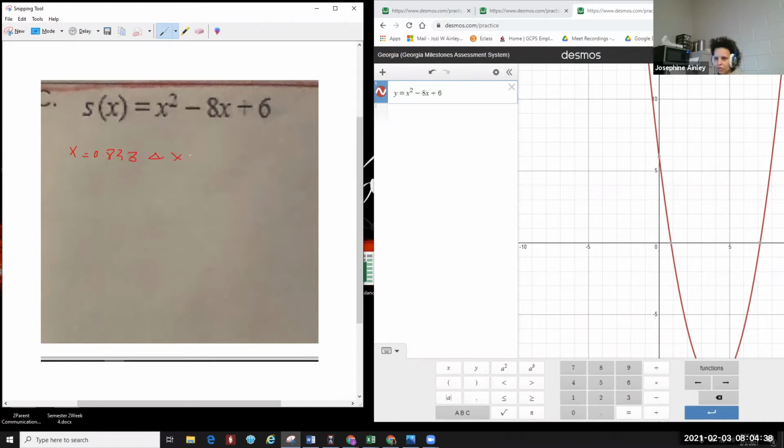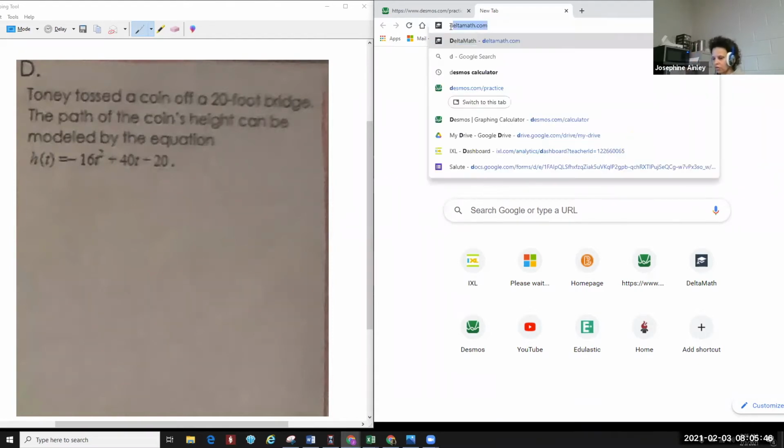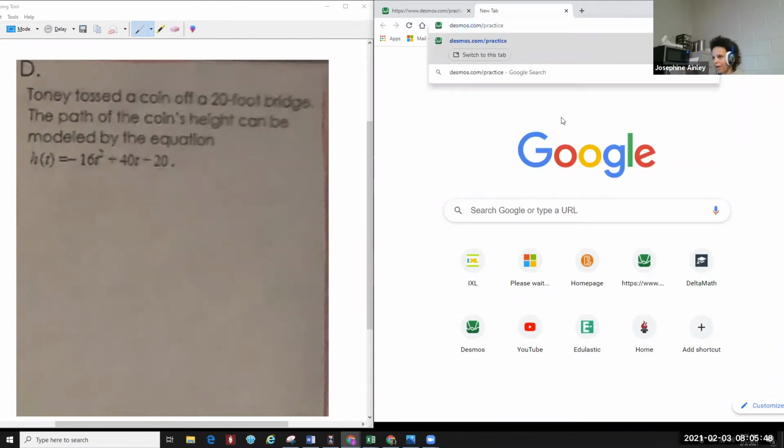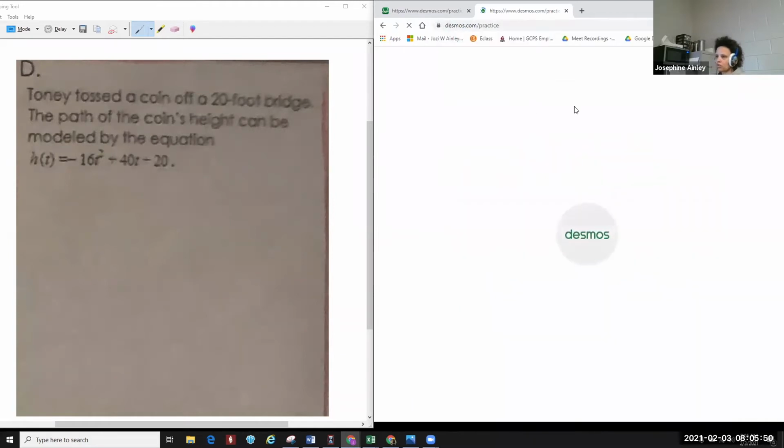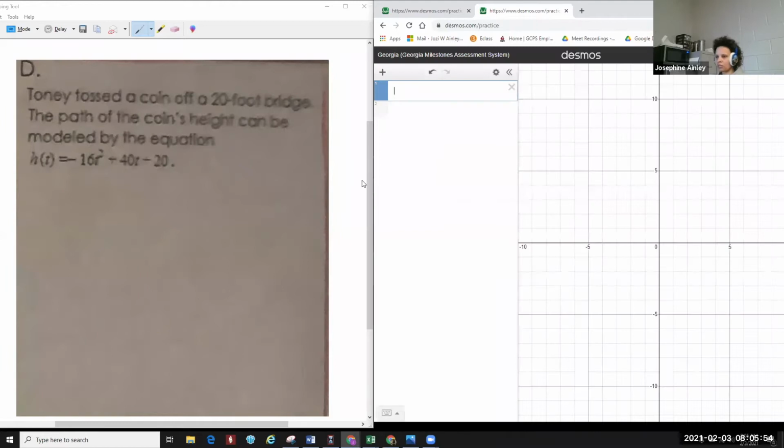And x equals, the second point right crosses the x-axis, 7.162. All right, so we're going to do this whole question in the calculator just so I can make sure that we understand how to use the calculator. So again, go to Desmos /practice, choose your state and high school graphing, start to practice.